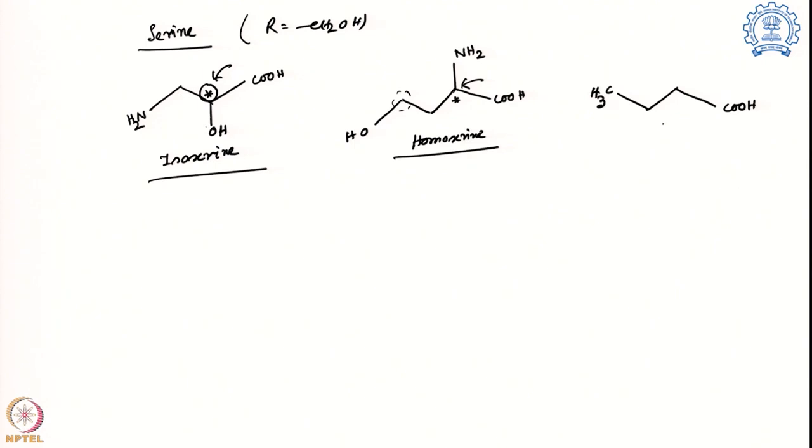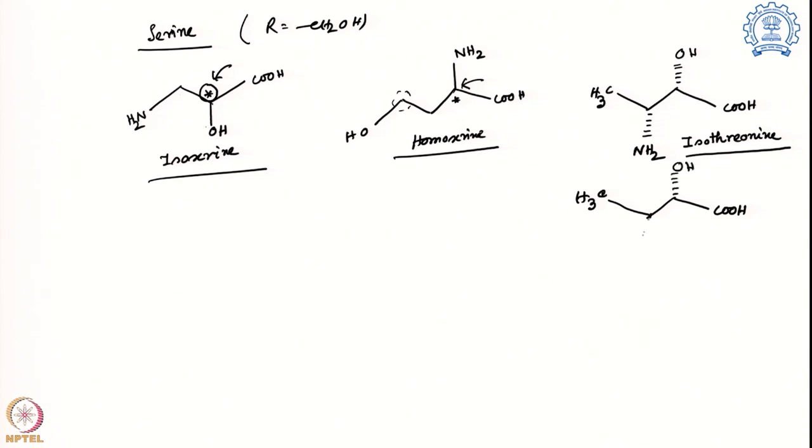CH3, and over here this is the group. So NH2 group and OH group are present in this molecule. And this is a derivative of threonine, so we call it isothreonine. And then there is another version of this particular molecule, which is the following, a very similar looking structure, CH3 over here, COOH over here, OH over here, but over here the NH2 group changed its position.